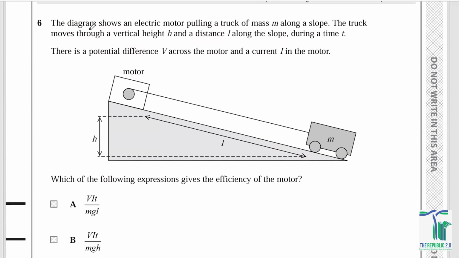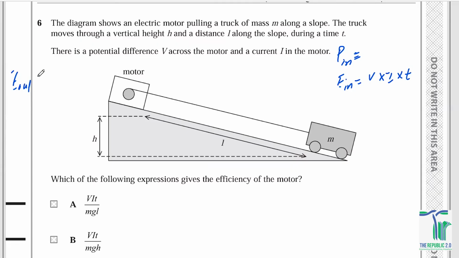In question number 6, the diagram shows an electric motor pulling a truck of mass m along a slope. The truck moves a vertical height h and a distance l along the slope during the time t. There is a potential difference V across the motor and a current I in the motor. So first of all, the input power, or even the input energy, is going to be V times I times t. So that is the input.